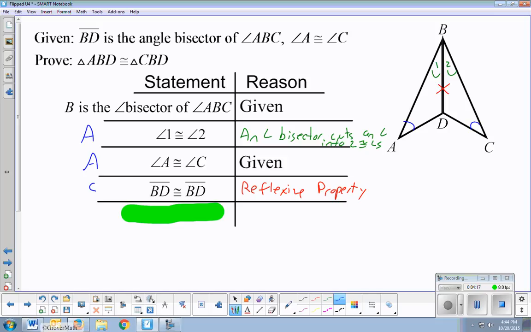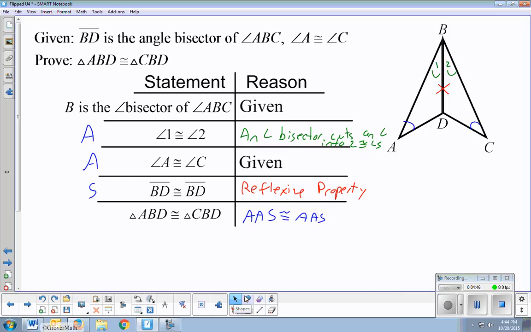And again, this is not angle, side, angle, because this side is not between the angles. It would have to be this side to be angle, side, angle. This is angle, angle, side, and that's just as good as angle, side, angle. It also works out just fine. So we can say the triangles are congruent because the angle, angle, side of one triangle is congruent to the angle, angle, side of another. So that's angle, angle, side.